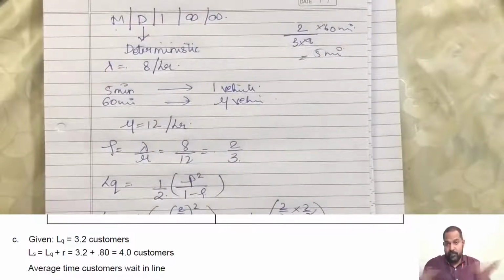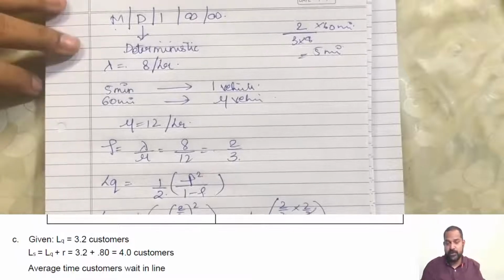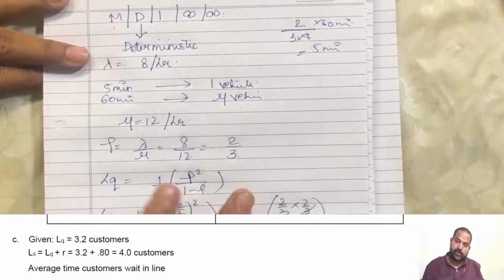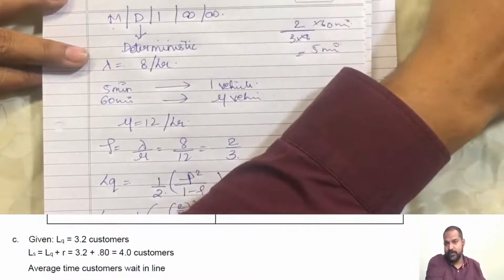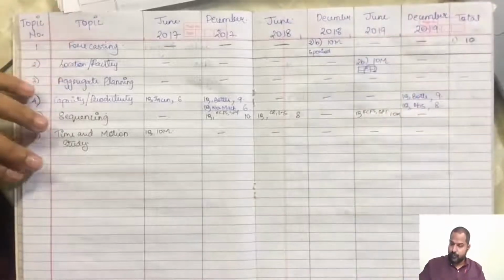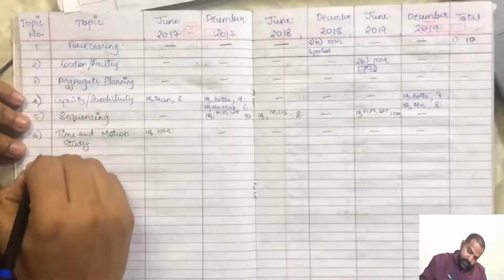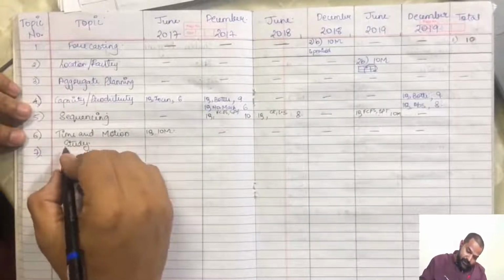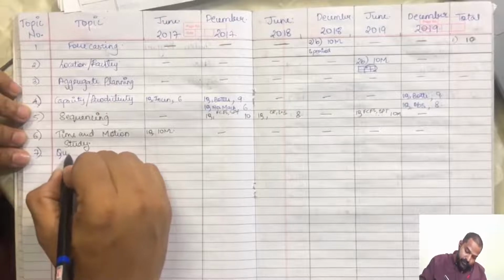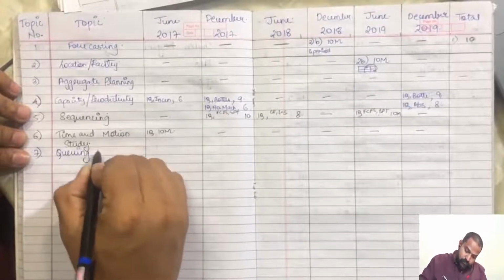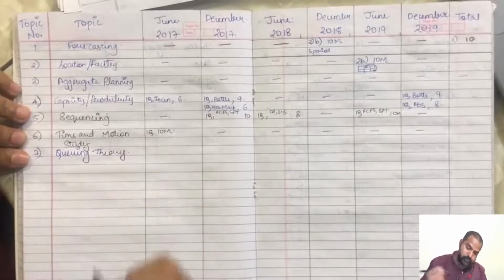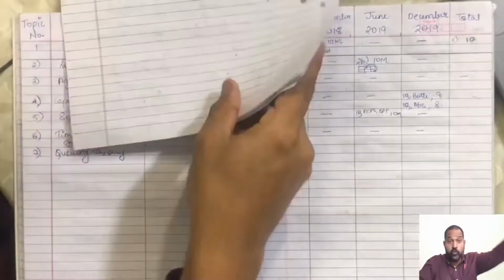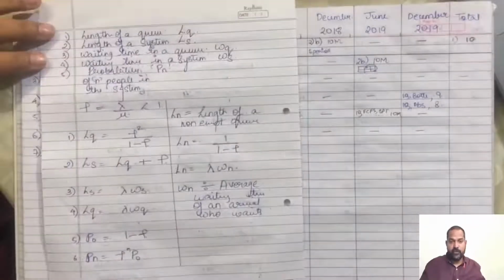Now, like we always do, we check question papers, what has been asked, how many times and for how many marks. Let's quickly go to question papers. So, chapter number 7 if I'm right, queuing theory. Let's start with question papers. What do you need? Importantly, this. If you have this, gold.